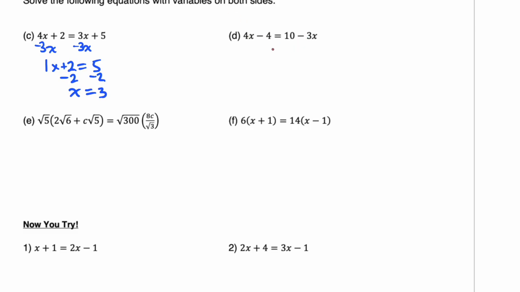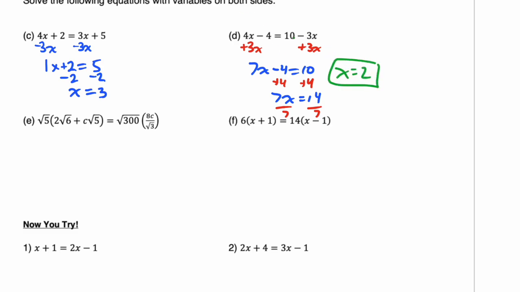Okay, so it's quickest to just start with the smaller coefficient, which was -3. We can add 3x to both sides. Could also do something with the 4 and the 10 first, but it's quickest just to take care of the variables first. And we get 7x minus 4 equals 10. And then we add 4 to both sides. 7x equals 14, and one more step, divide by 7. And we get x equals 2 for this one.